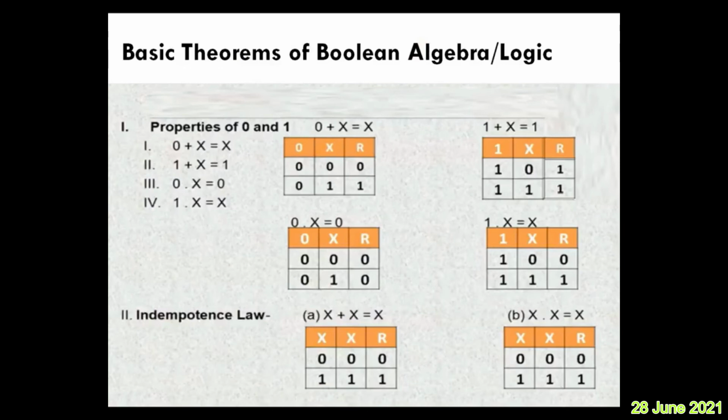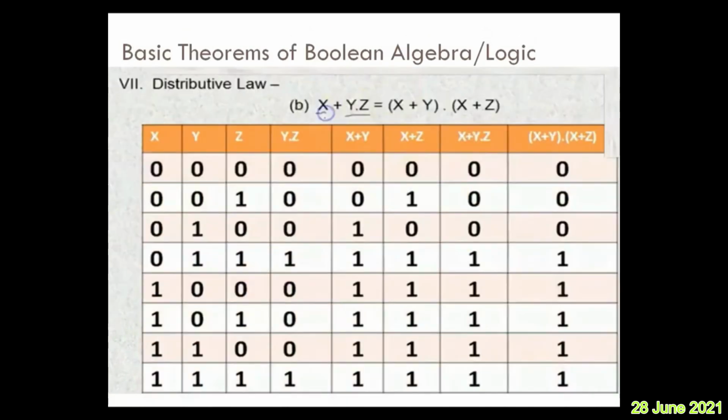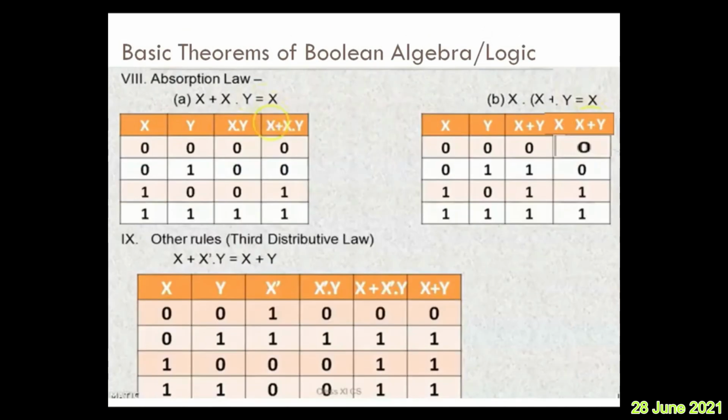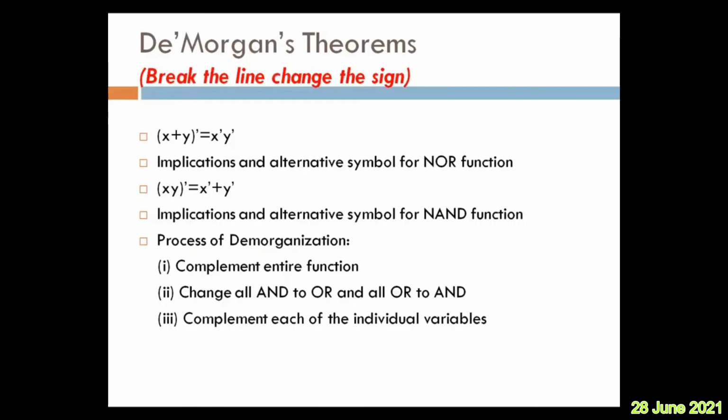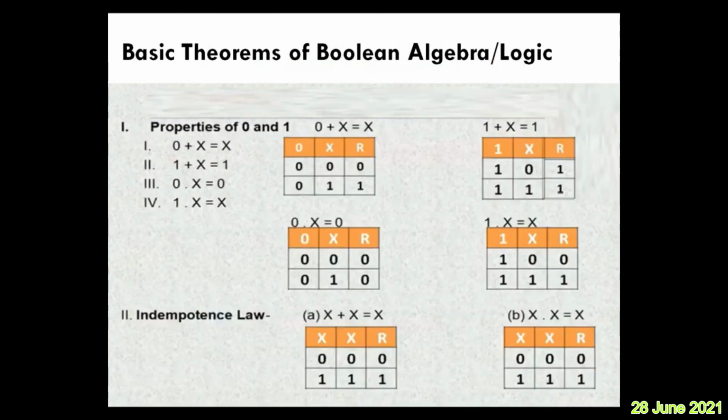Now let us go for some of the basic theorems of Boolean algebra. There are totally how many theorems we have listed out? Absorption law, other rules, then we come to De Morgan's theorem. We try to complete, if possible, the basic theorems of Boolean algebra. Once again, it is very simple.